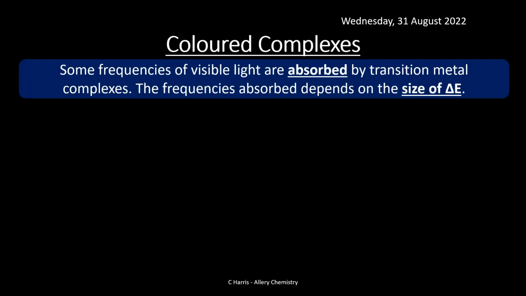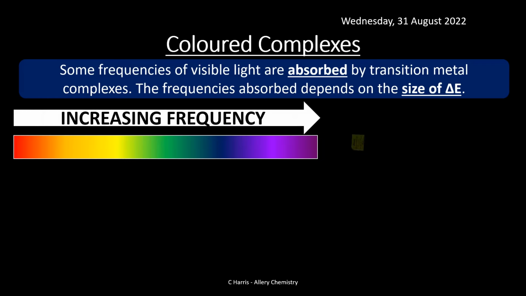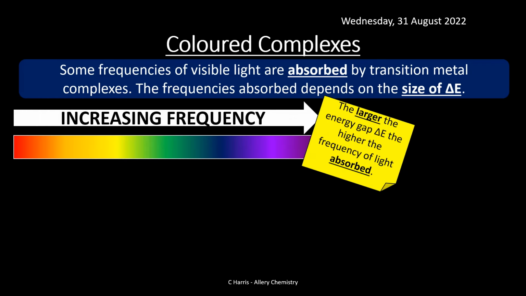Okay, so let's have a look and delve a little bit further into colored complexes. Some frequencies of visible light are absorbed by transition metal complexes, and the frequency absorbed depends on the size of delta E. So you can see we've got our spectrum of color here: red, orange, yellow, green, blue, indigo, and violet all the way across. And this is what makes up white light.